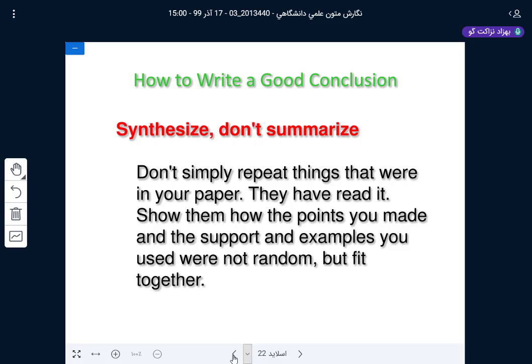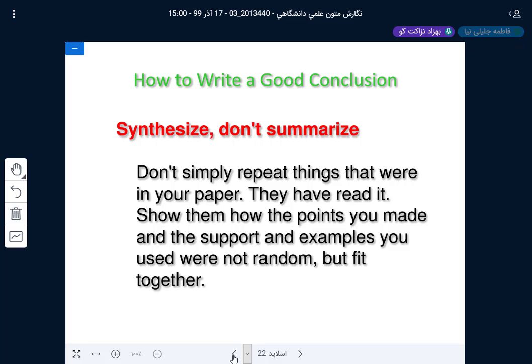Go on. Don't simply repeat things that were in your paper. They have read it. Show them how the points you made and the support and examples you used were not random but fit together. Very good.